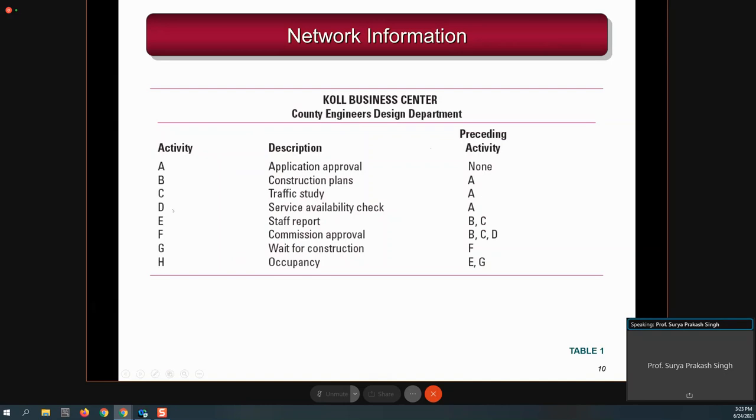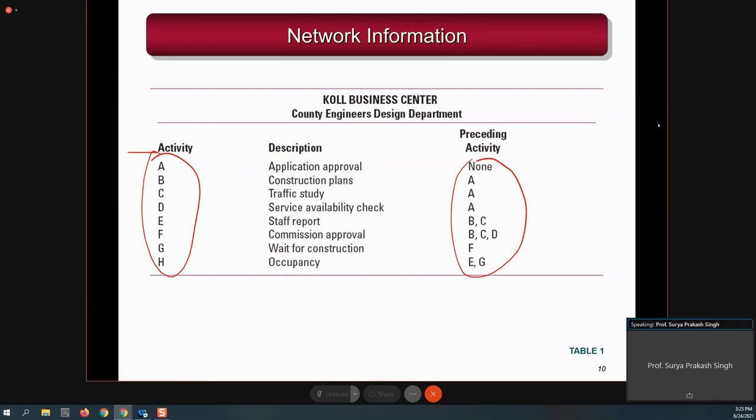Same thing, you can read for activity D, which means service availability check. It has a precedence relation that you can start D only when A is over. So these are the precedence. This side is the precedence side, and this side is the left hand. So the right hand side is the precedence relation for the left hand side. If you connect this, you can draw the network diagram yourself without much difficulty. Okay, so I can show you.